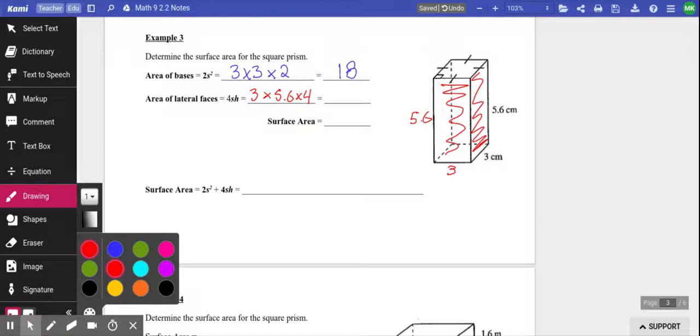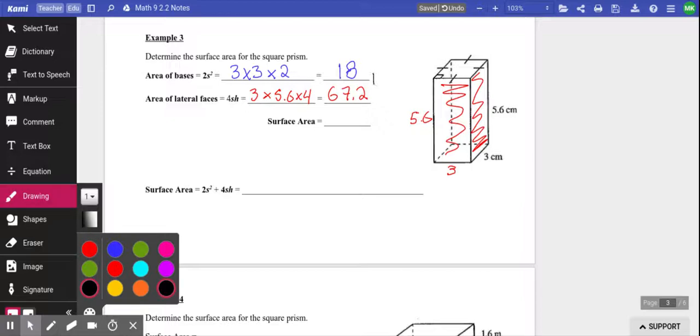What is it? 3 times 5.6 times 4. And that would give you 67.2. So when you have a square prism, you technically could go a little faster and times by 4 instead of doing 2 times by 2. Honestly though, I don't care if you do it the quick way or the slow way, as long as you're getting it right.